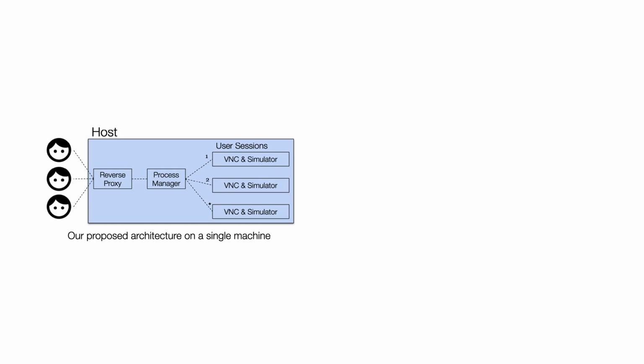Here we see a diagram of our method running on a single host. Each request is first routed to the reverse proxy, which transfers the request transparently to the process manager. The process manager then finds the current user's simulation session, or if none exist, one is started for the user, and then the request is routed to the appropriate session.